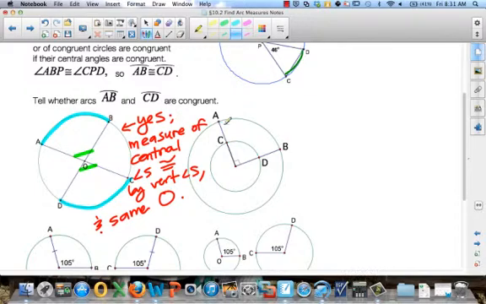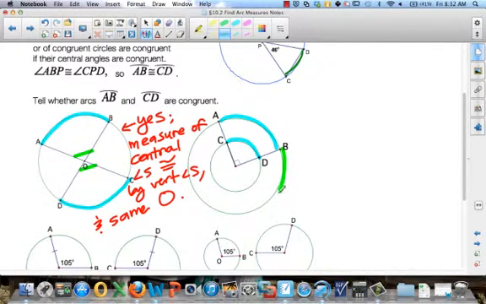So the next example, here's arc AB, here's arc CD. Do they have the same measure? Yes. They do have the same measure. Both of those are going to have a measure of 90 degrees. Do they come from either the same circle or congruent circles? Congruent circles.